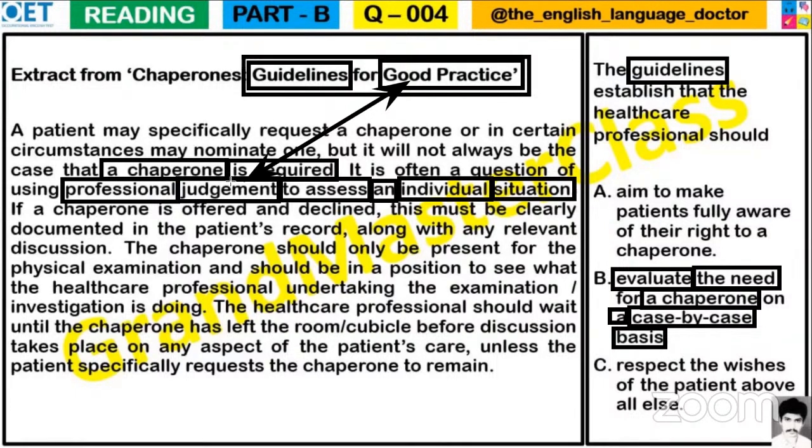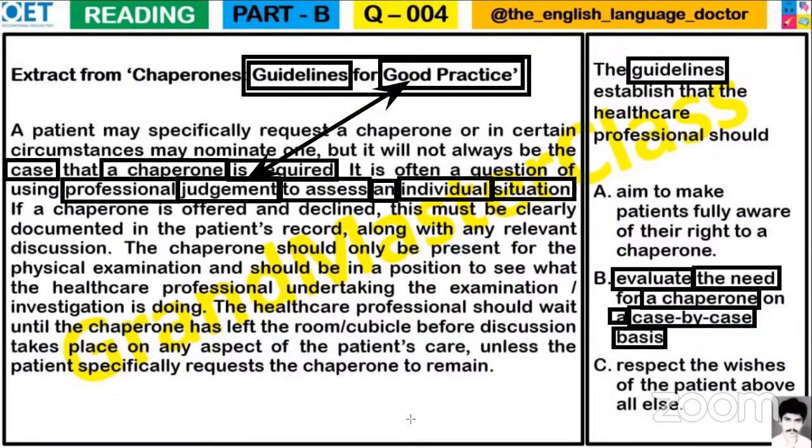Not always the case. It's case by case. In a particular case, you have to say yes. In a particular case, you have to say no. In a particular case, you should say maybe, if required. So try to understand this one. So easy it is. Good practice means you have to judge whether it is good or not.